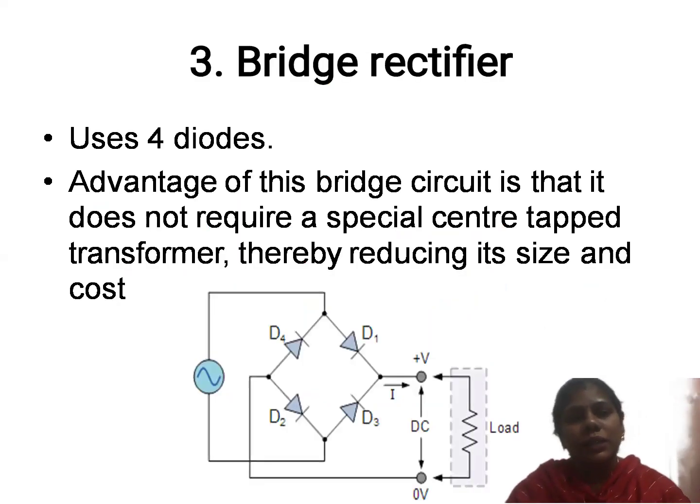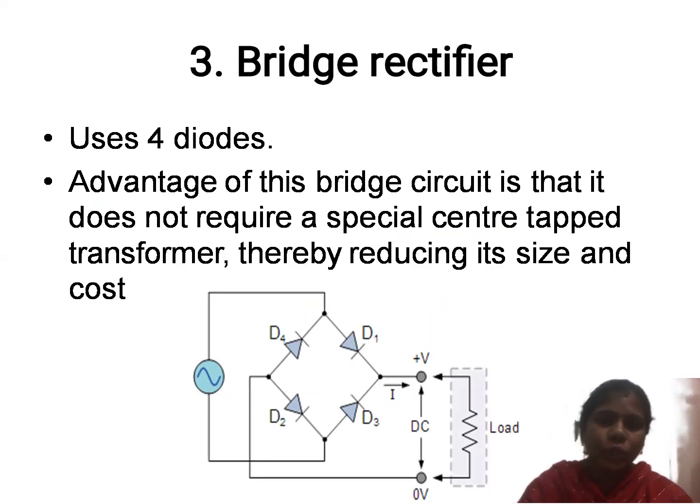The next type of rectifier we are discussing here is the bridge rectifier. Some disadvantages we can see for the full wave rectifier are that it uses a center tapped transformer, which adds some complexity to the circuit, and the transformer is also bulky and costly. To overcome all these problems, we are going to use the bridge rectifier.